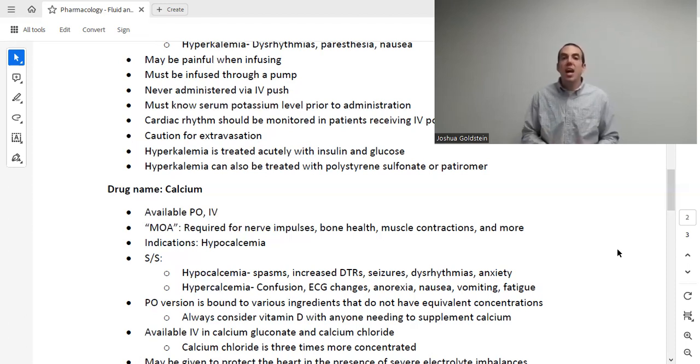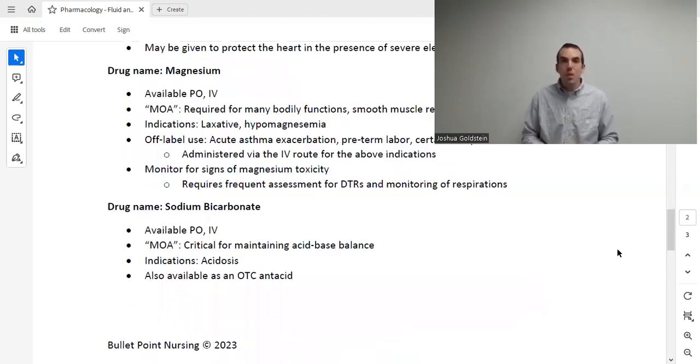When we talk about giving a patient IV calcium, this can be given IV push, and this would be calcium gluconate or calcium chloride. Calcium chloride is 3 times stronger than calcium gluconate. Again, just like the PO, what it's bound to changes the concentration, the strength of what you are giving. And we already mentioned that this is sometimes given to protect the heart in patients that are severely hyperkalemic.